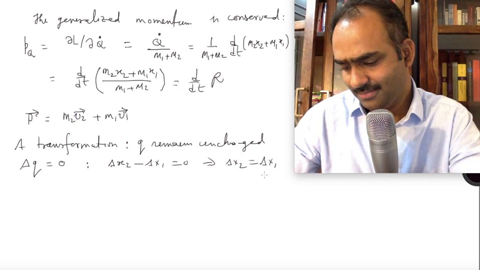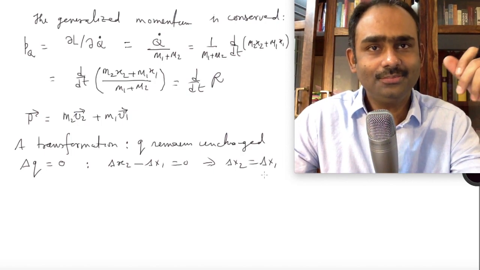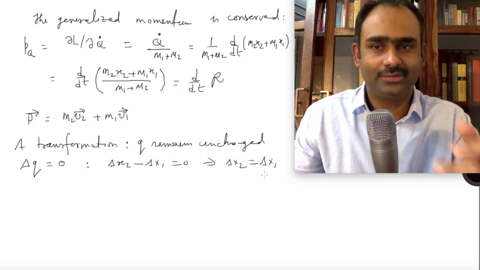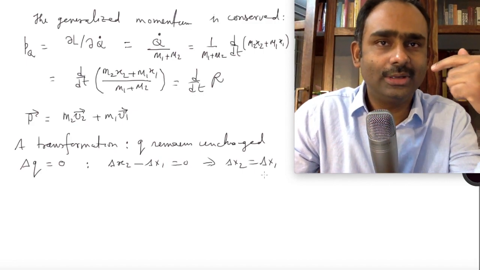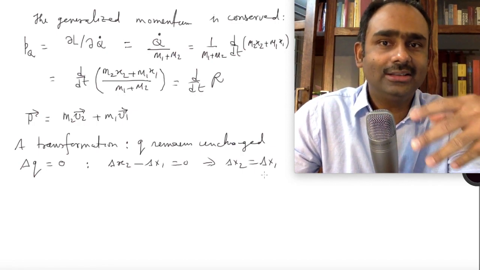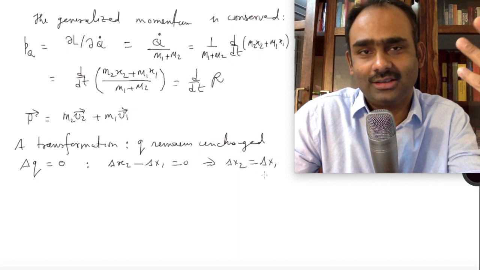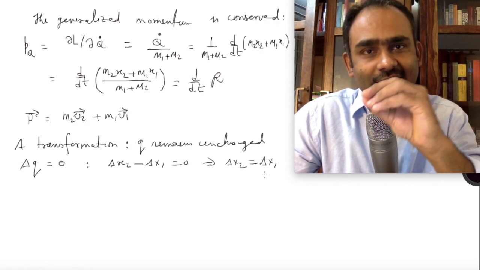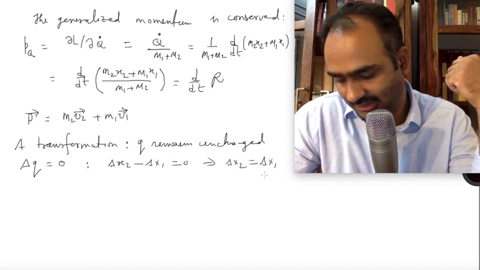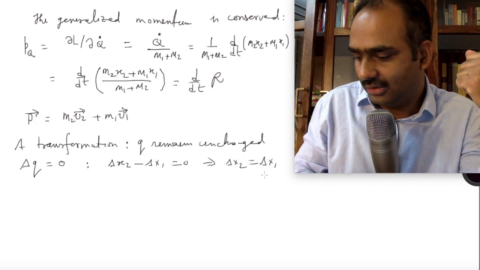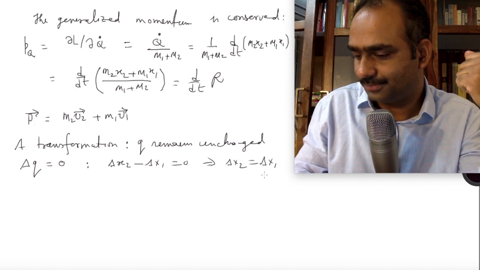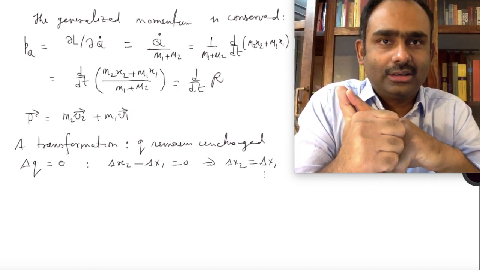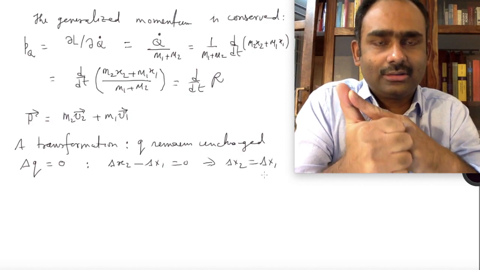Now, if you have an isolated system with lots of particles in it, and you have a symmetry in the system, which means that you can take the entire system here or this way or that way, and things should not change, then you should be able to choose your generalized coordinates in such a manner that you will get three cyclic coordinates, and each will correspond to a translation of the center of mass either in the x direction or y direction or the z direction. That's good.